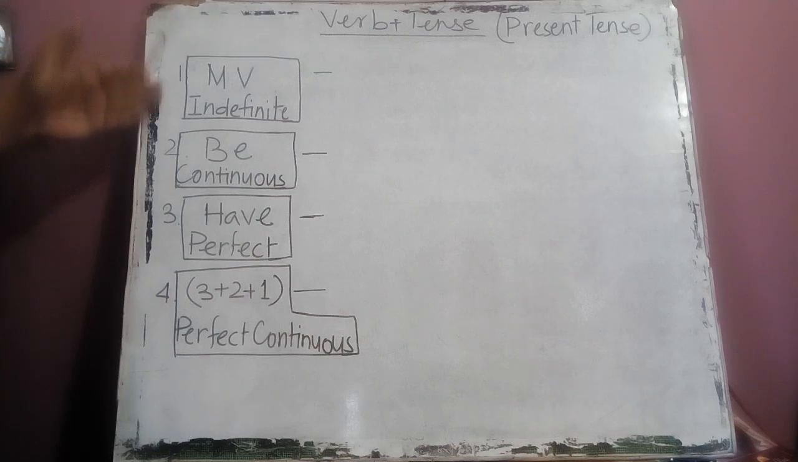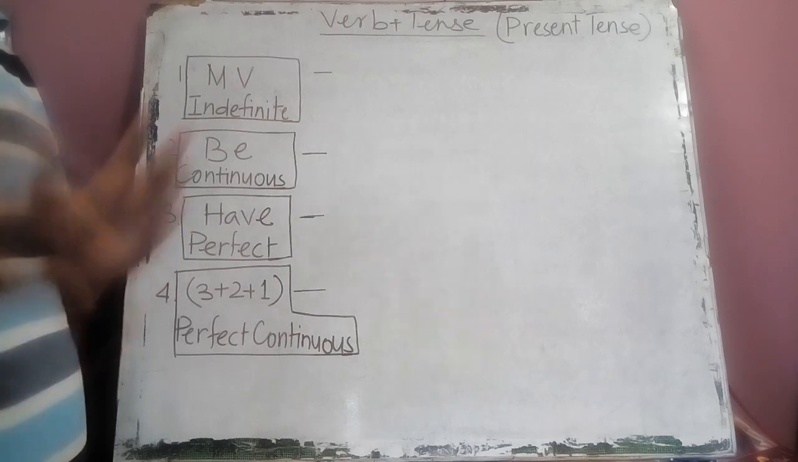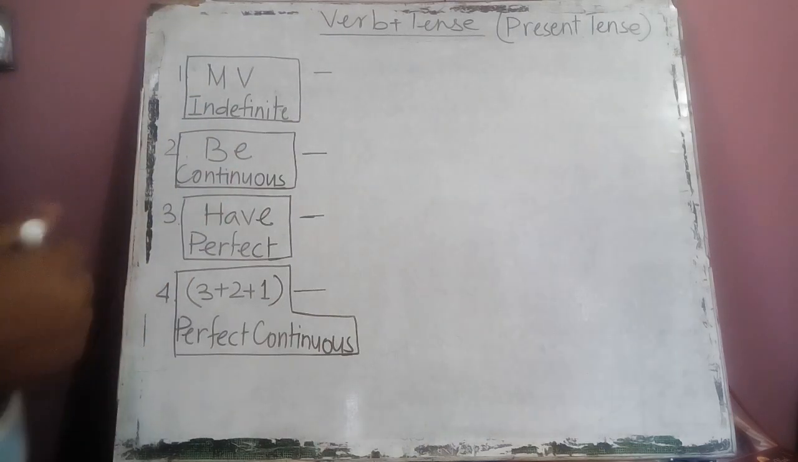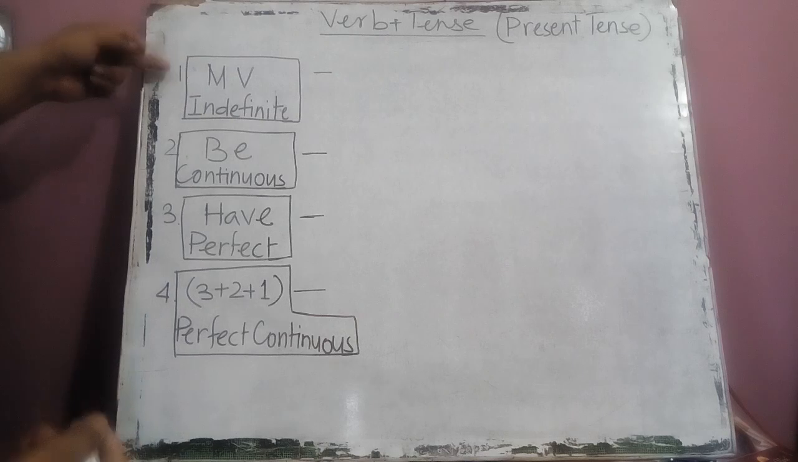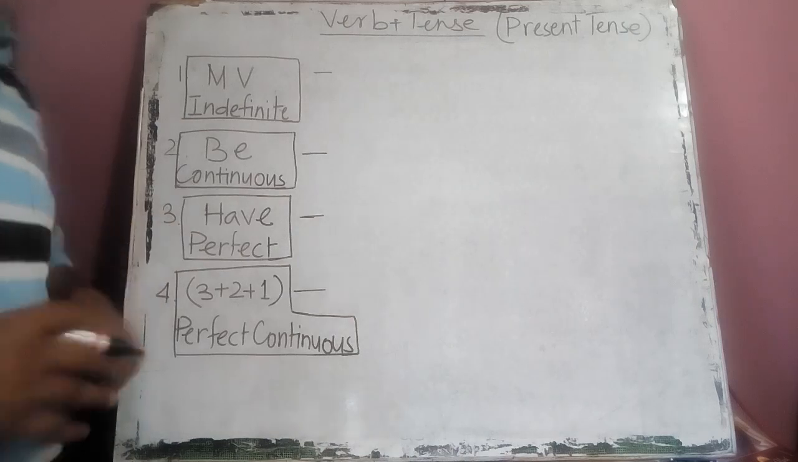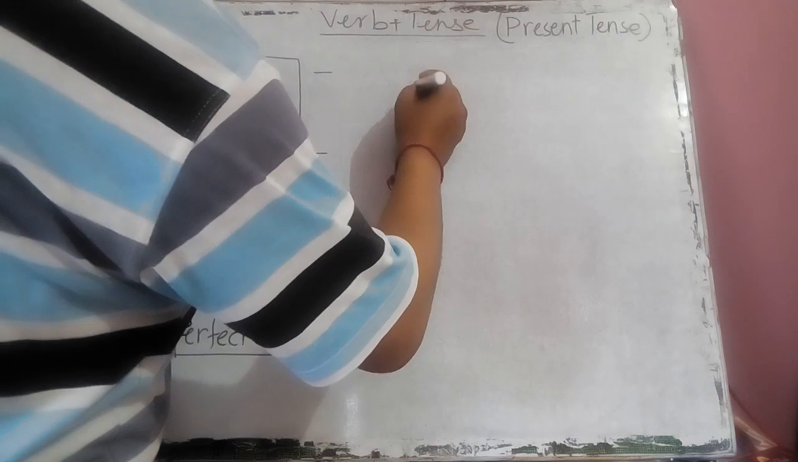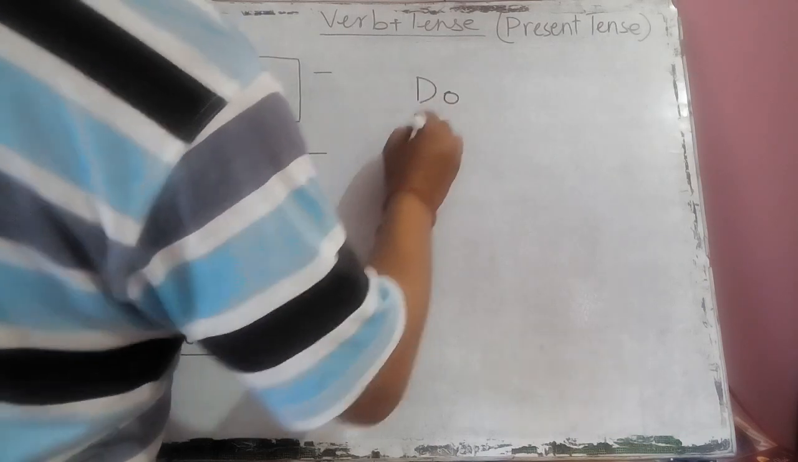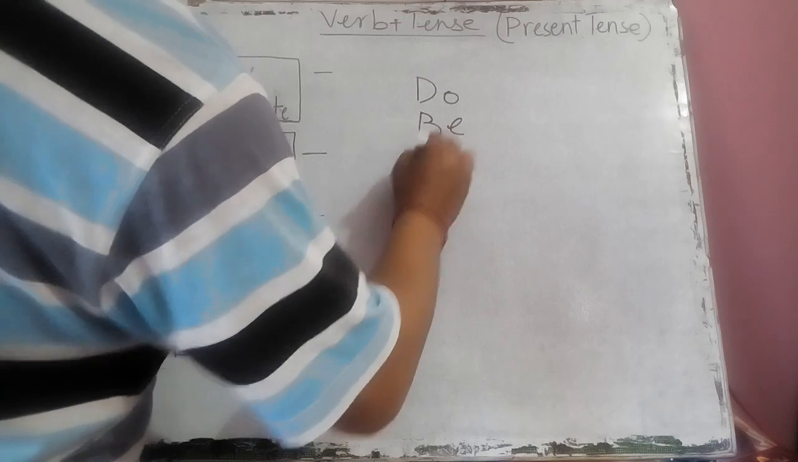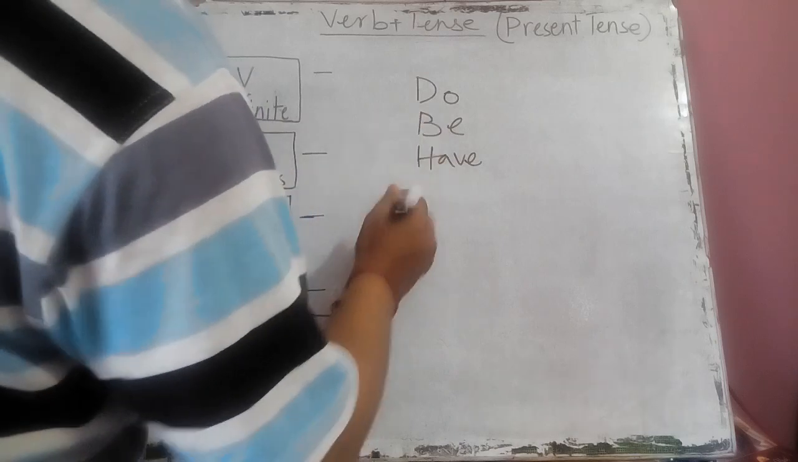So here I have a few items, and this will make things easier, simpler for you. So let's begin. As you can see, the first one is MV, B, have, 3, 2, 1. If you want to know what it is all about, you need to go to the previous video, and there you will find these things. Those who followed the previous video must have a clear idea of what these things are.